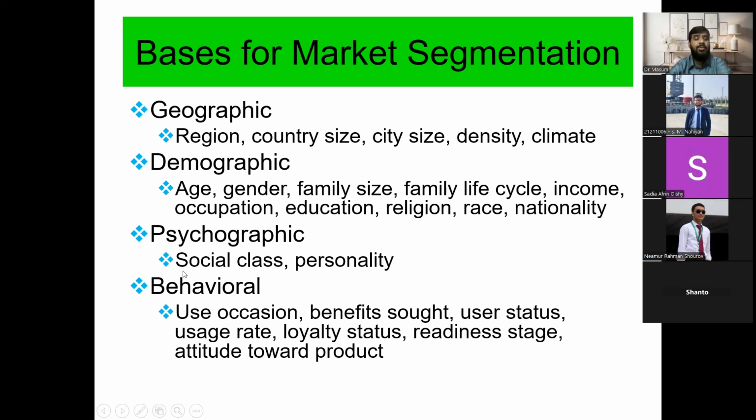Psychographic segmentation. So you will sell the product only to people who are millionaires, who are different. Only to people who are, say for example, higher class people. Only university teachers, say for example. So these are psychographic segmentation, and then behavioral segmentation. Say for example, people usually buy on the occasion of Eid. So your market segment is only for Eid.